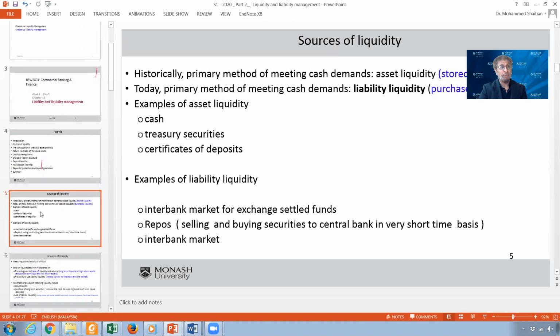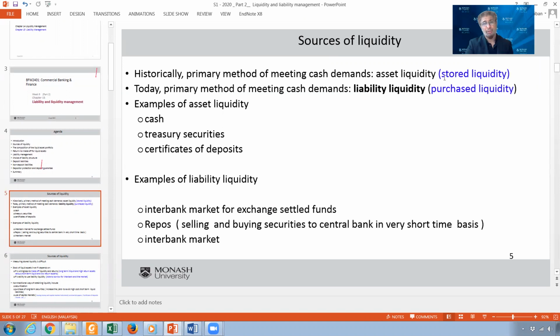Okay, so let me go now to history. We keep talking about stored liquidity, which is selling our assets and cash to satisfy our unexpected withdrawals or the liquidity risk. But that is an old practice. Now, what we are talking about is liability liquidity, which means purchased liquidity. This is what banks are doing now.